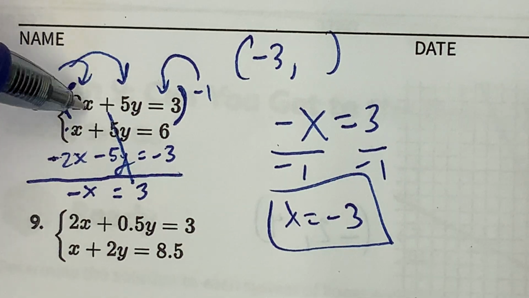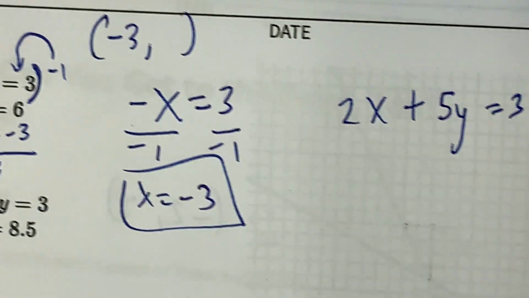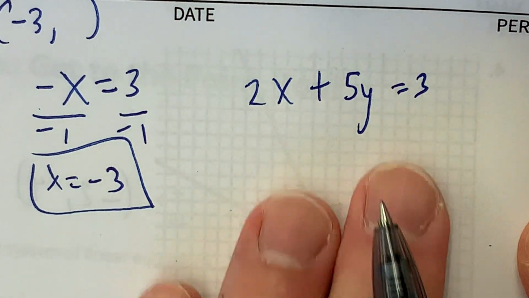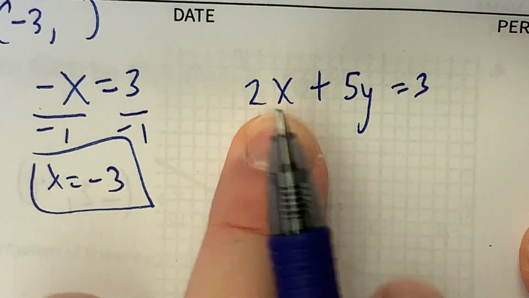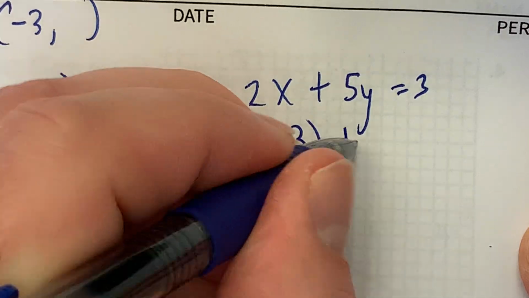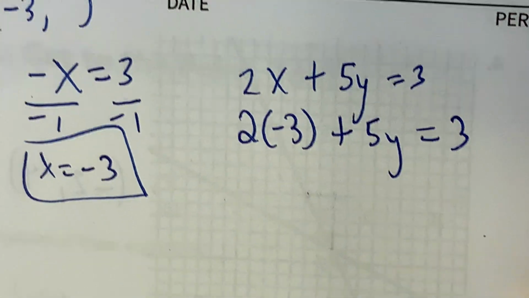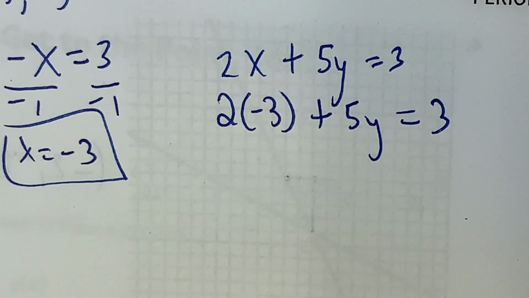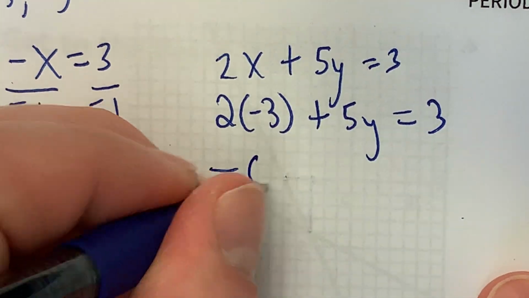So it says 2x plus 5y equals 3. I just wrote the top again over here. Now I'm going to take this -3 and plug it in right there. 2 times -3 plus 5y equals 3. Now we're solving for y. If you need to pause it and do it yourself, go ahead. 2 times -3 is -6.